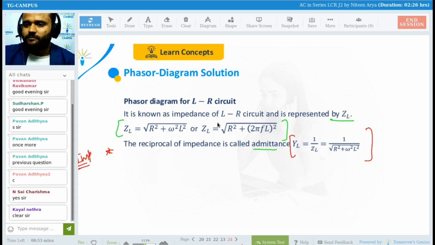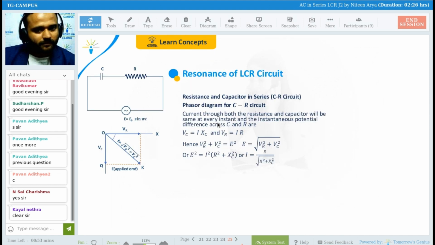Clear now, everyone? Good. In the same fashion, we are going to find it for the RC circuit. That is your resonance for LCR circuit, but instead of LCR, that is CR circuit. L is not there. That is for CR circuit.